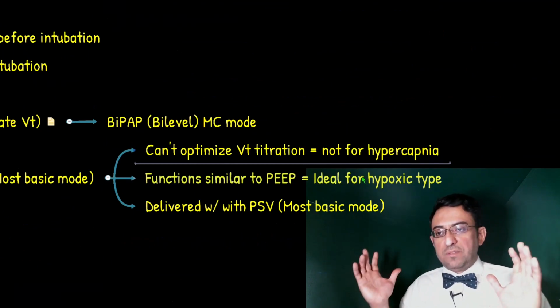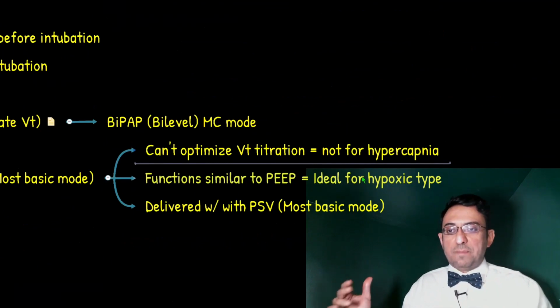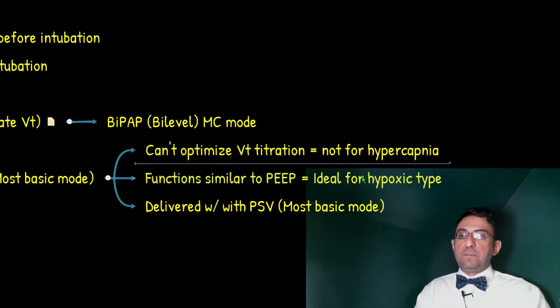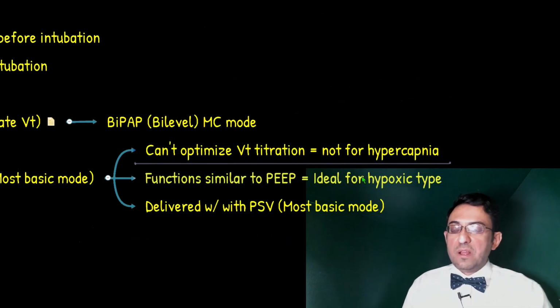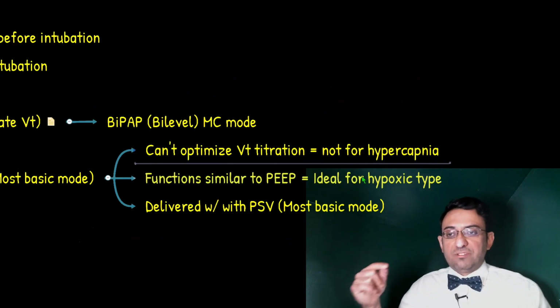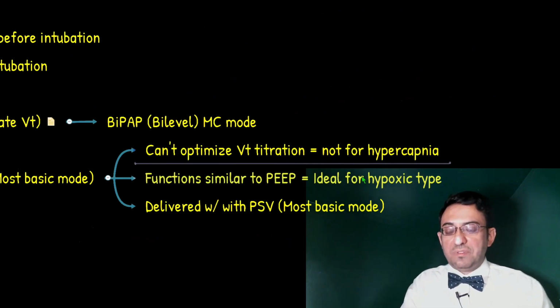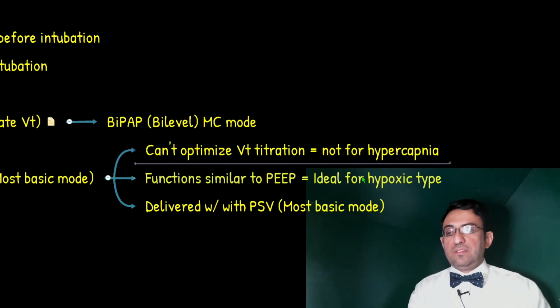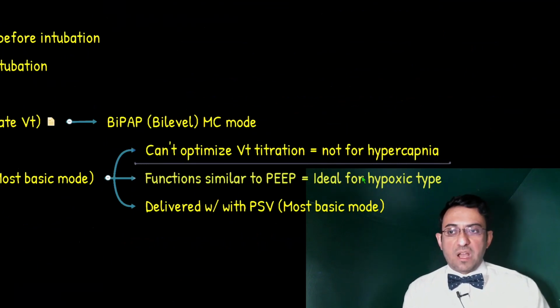Now, if you are asked what mode of ventilator setting is usually coupled with CPAP, that is pressure support mode, the PSV. Can CPAP optimize tidal volume? No. There is no pressure gradient between inspiratory or expiratory positive airway pressures. That is, we do not have bilevel pressure, and therefore it's not optimized for tidal volume titration. In other words, it's not the optimized mode for hypercapnic failure.